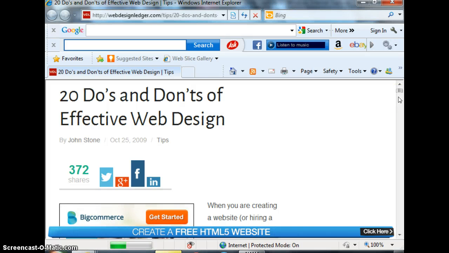Hi, Julie Williams here discussing the two articles we are assigned to read: 20 Do's and Don'ts for Effective Web Design, published in 2009, and Good Web Design is All About the User, published in 2011. First, I'm going to discuss 20 Do's and Don'ts of Effective Web Design.